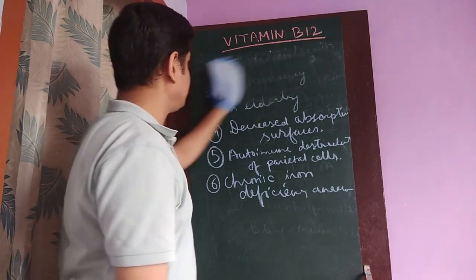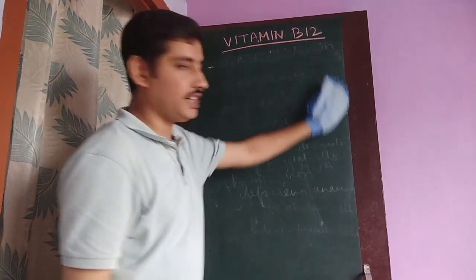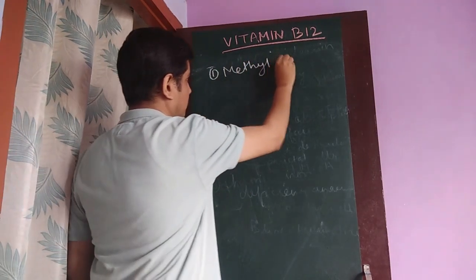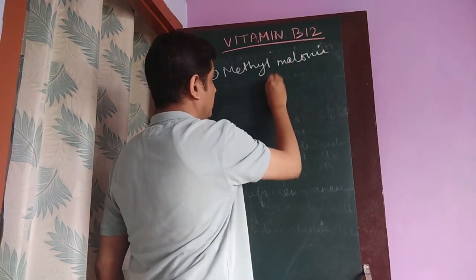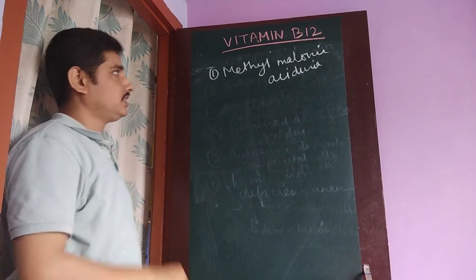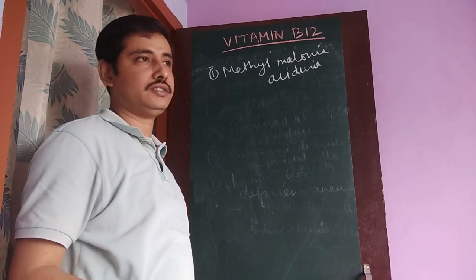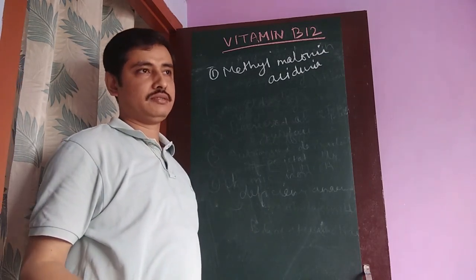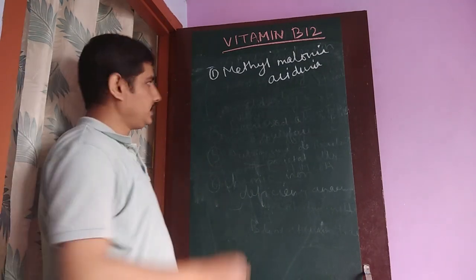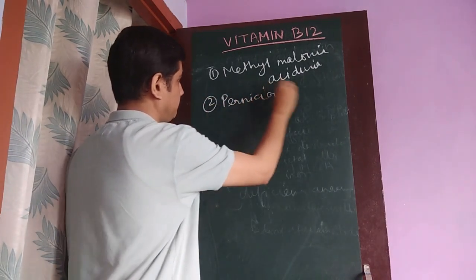Now the deficiency manifestations: what can happen when there is deficiency of vitamin B12? Number 1 is methylmalonic aciduria. In this condition there is increased excretion of methylmalonic acid in the urine because of its accumulation, because it cannot get converted into succinyl coenzyme A due to the absence of 5'-deoxyadenosylcobalamin. And second, the most important, is pernicious anemia.